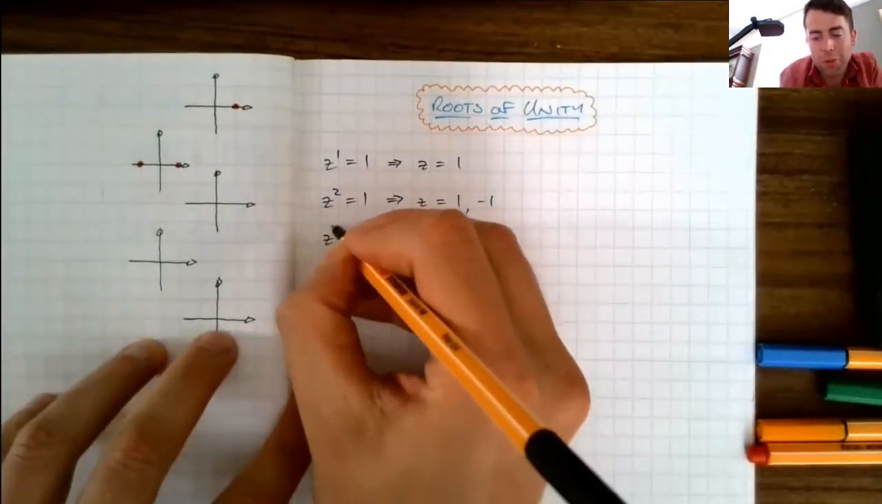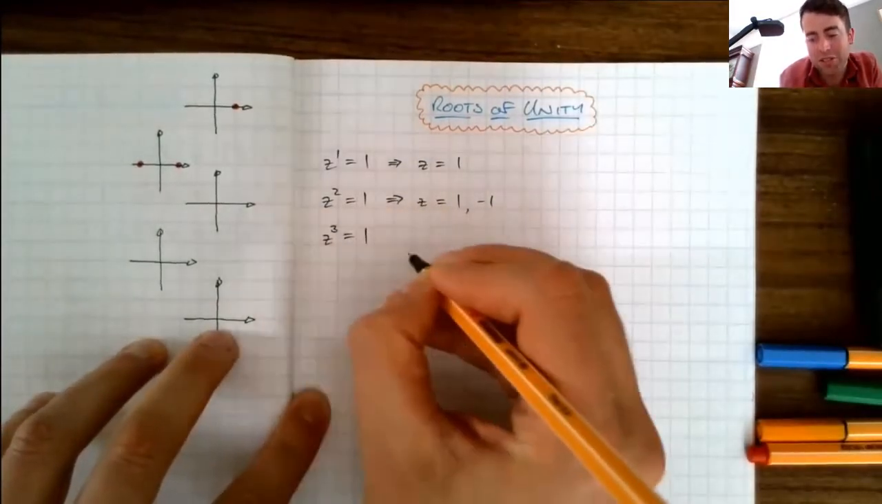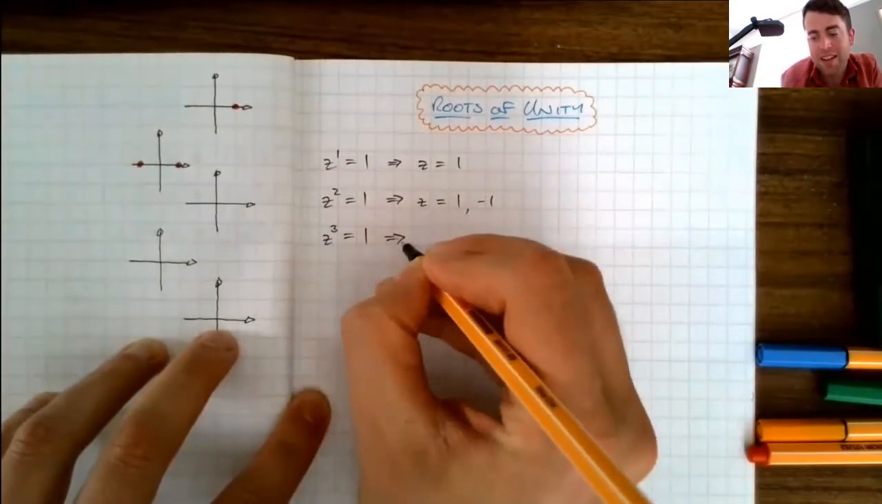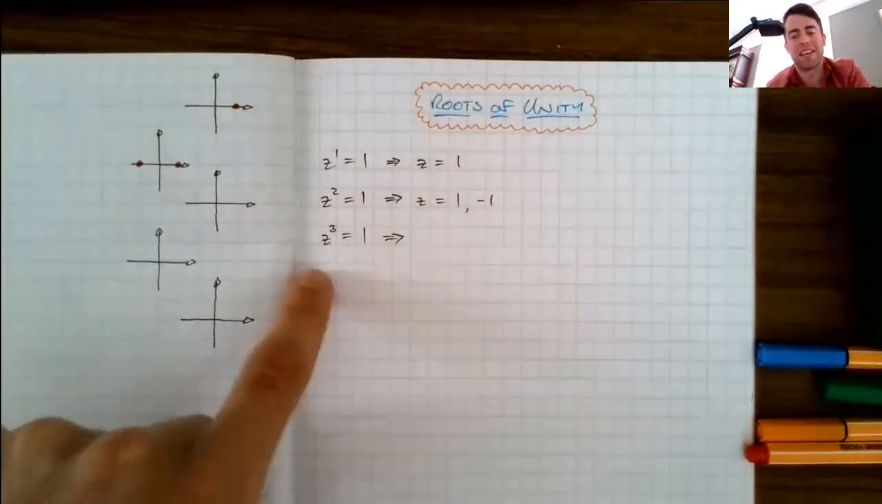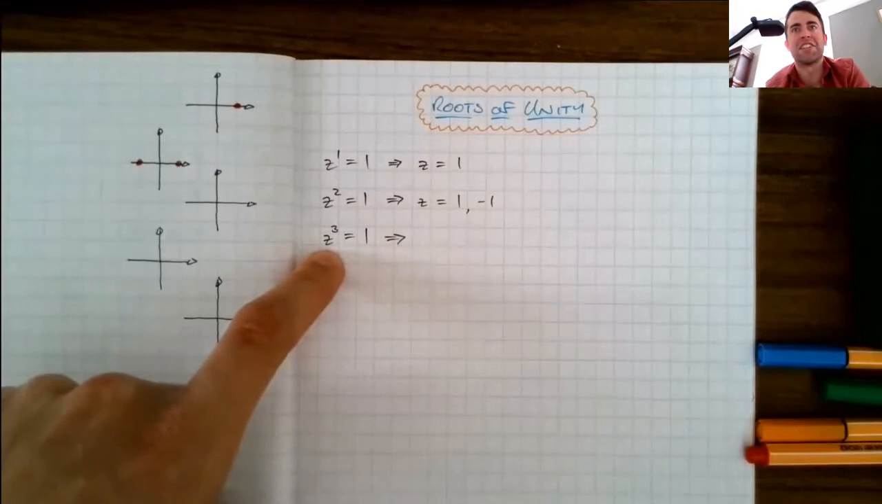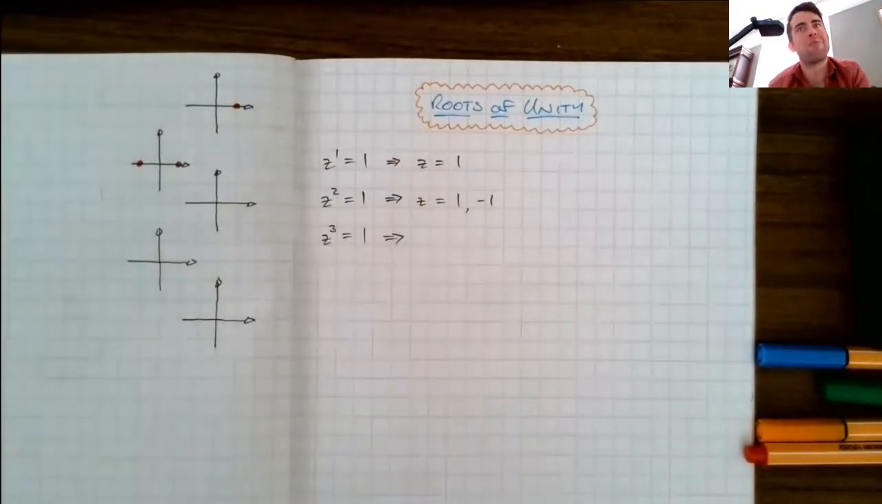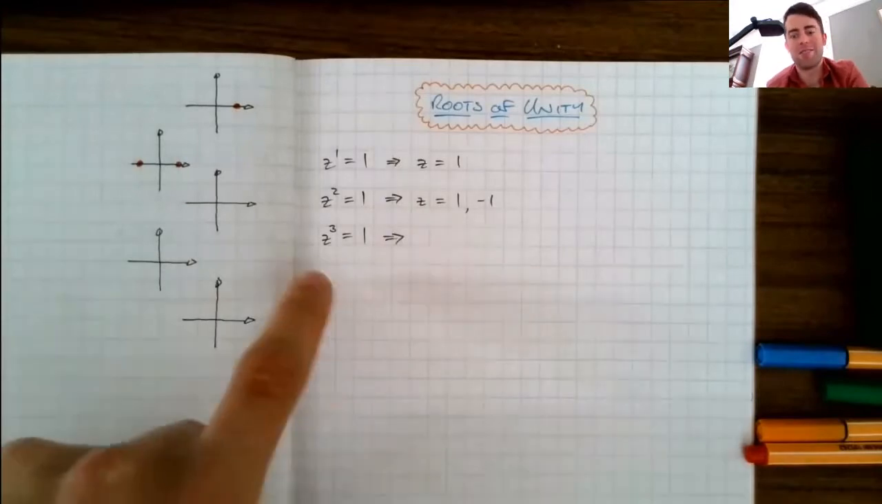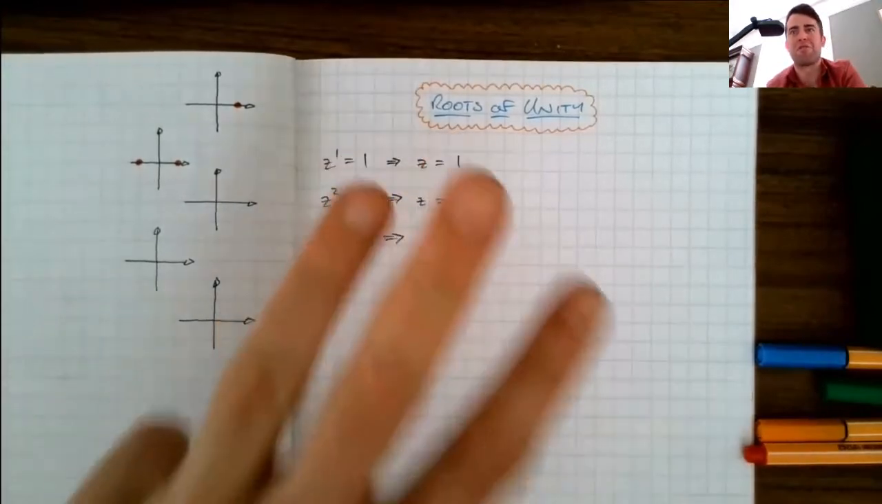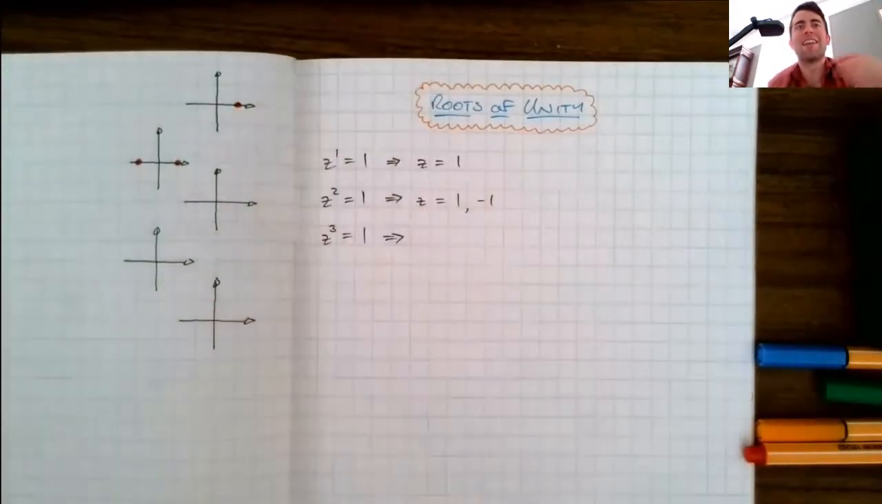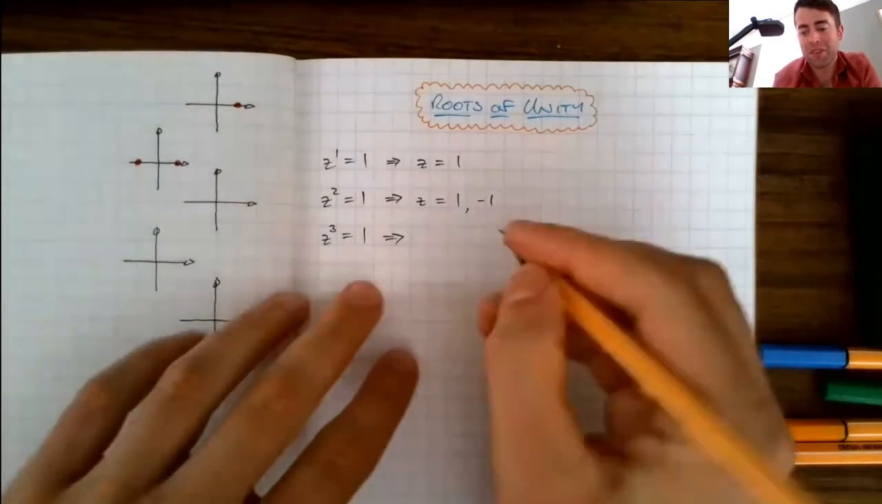What about the cube roots of unity, the third roots of unity? At GCSE, without complex numbers, we would say that the only solution to this equation was the number 1. That's the only real solution. But now we're working in complex numbers, we know it's a cubic, it's going to have 3 solutions. Let's work those out using the same method as in my previous video.